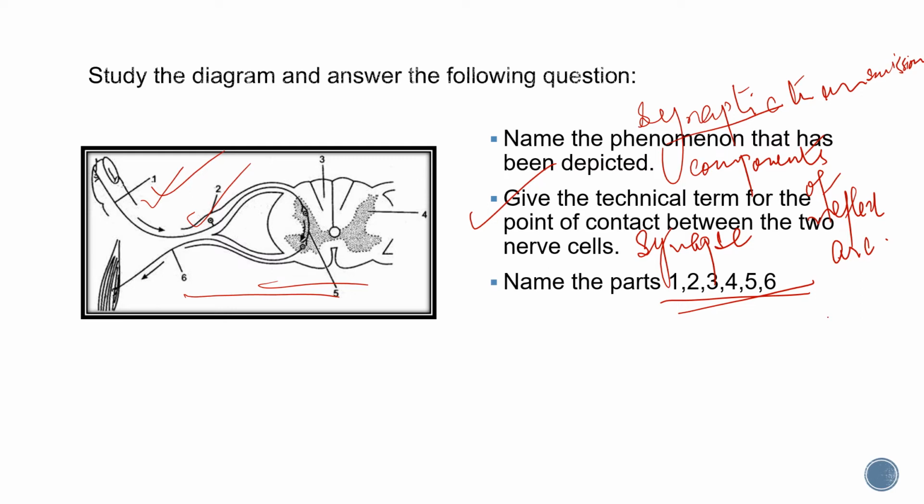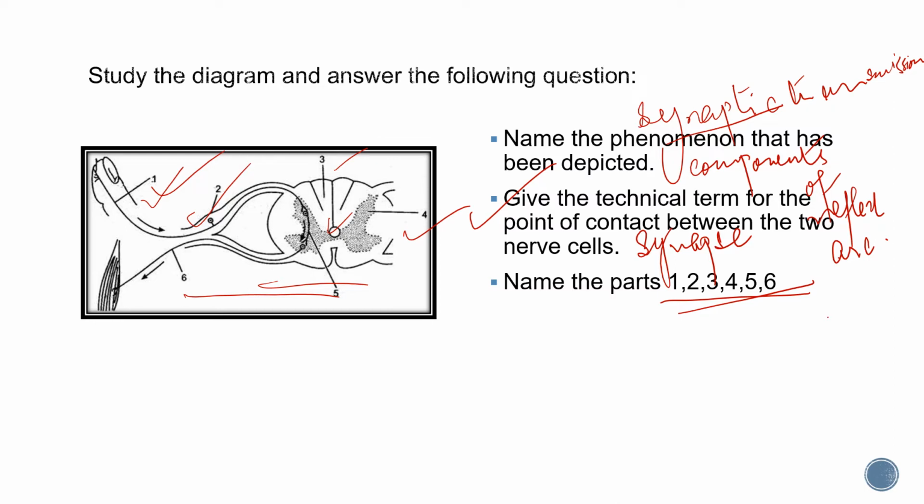Okay, and then what is this? What is here? This is the association neuron. So part 5 is the association neuron. Here, this third one is the white matter. This fourth one is the gray matter. You all know this, okay?